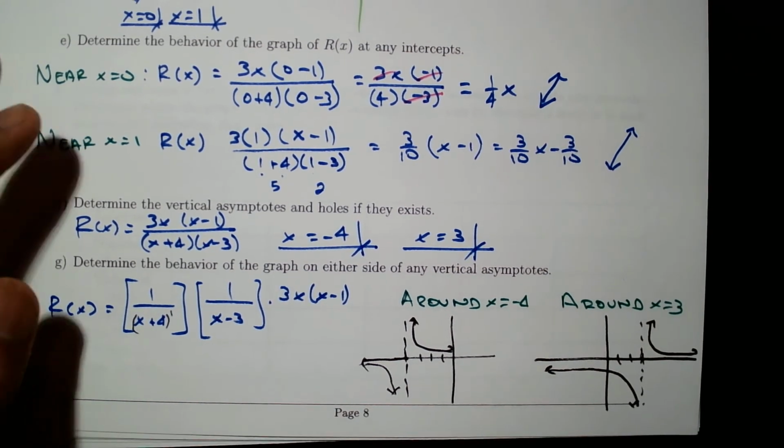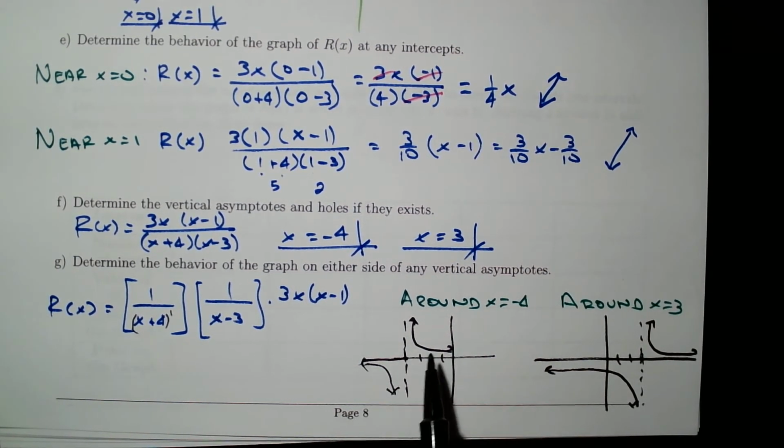And like that. So around x equals negative 4, coming from the left, we go down to negative infinity. Coming from the right, we go up to positive infinity. Around the vertical asymptote x equals 3, coming from the left, we go to negative infinity. And coming from the right, we go towards positive infinity.